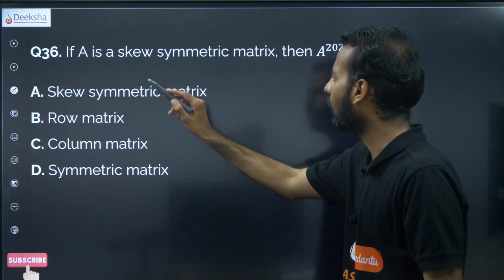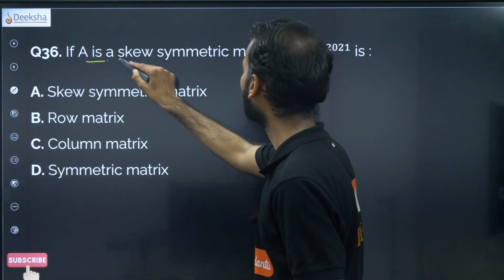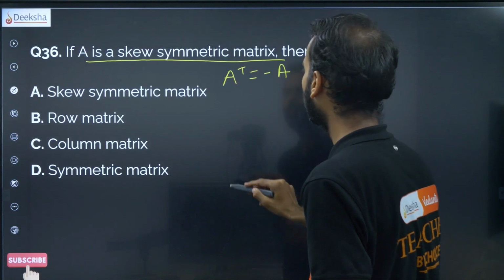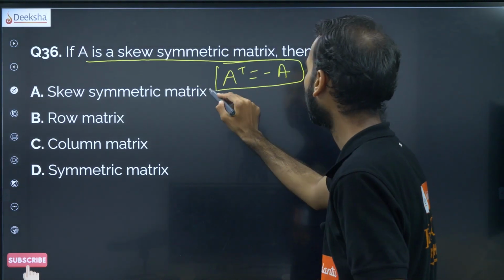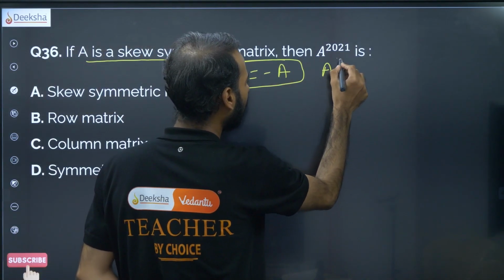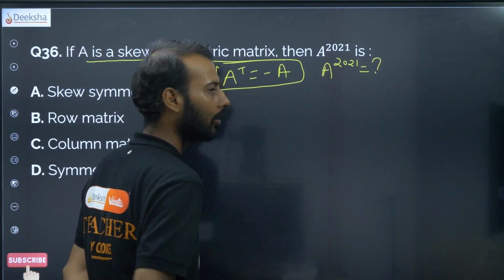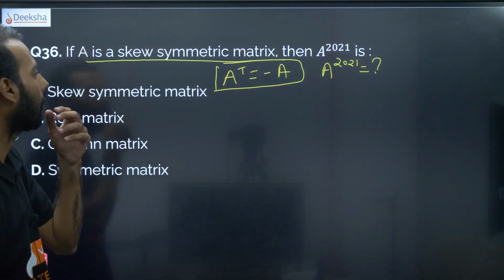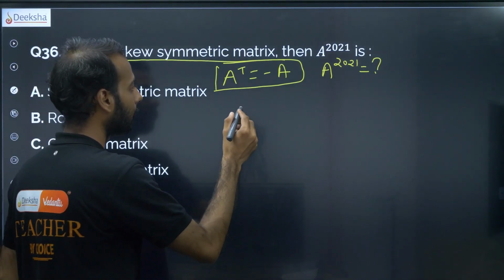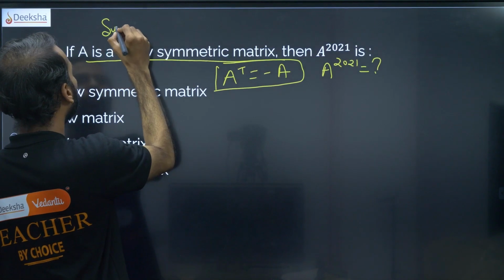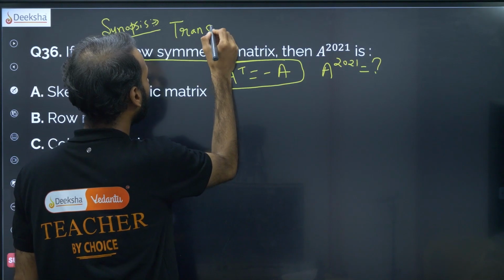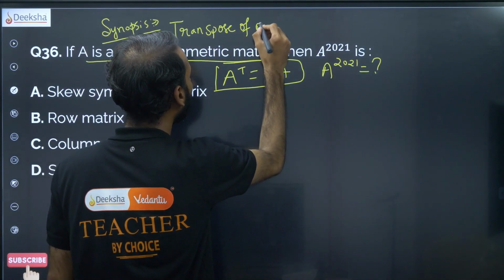See this question, read this. If A is a skew symmetric matrix, A is a skew symmetric matrix means A transpose is minus A. If A transpose is minus A, then they're asking to find A2021, what is it? This is the question. You might have understood. All this they have given. So how to start this? The synopsis required to solve this problem is transpose of a matrix.